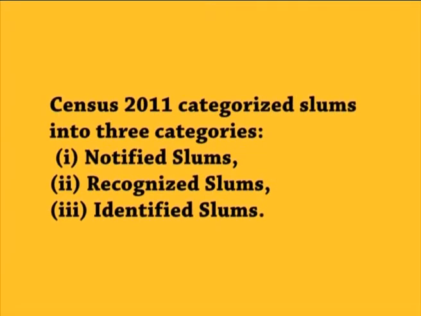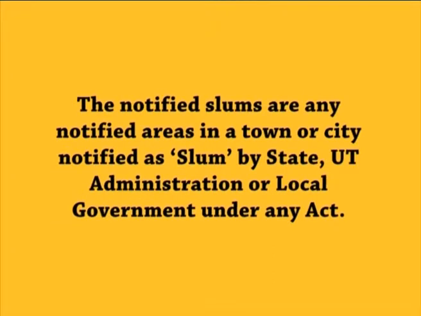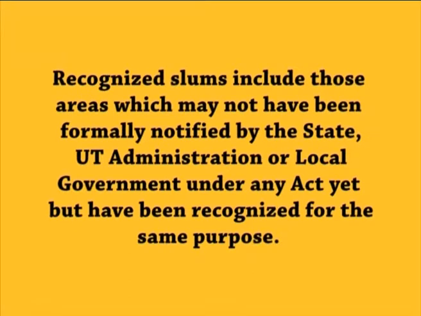Census 2011 categorized slums into three categories. Those are notified slums, recognized slums and identified slums. The notified slums are any notified areas in a town or city notified as slum by the state, UT, administration or local government under any act. Recognized slums include those areas which may not have been formally notified by the state, UT, administration or local government under any act yet, but have been recognized for the same purpose.